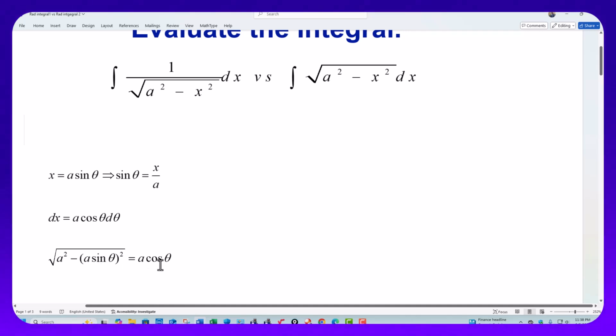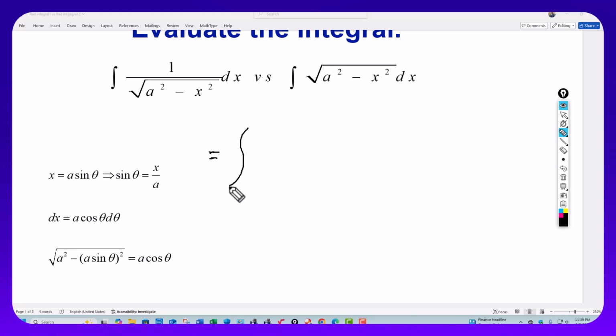No absolute values, because we're assuming that the theta we're going to use is acute, and all the trig functions are positive for an acute angle. So we get this result. So let's convert the integral then. We had 1 dx, and dx is a cosine theta d theta. So it'll be a cosine theta d theta.